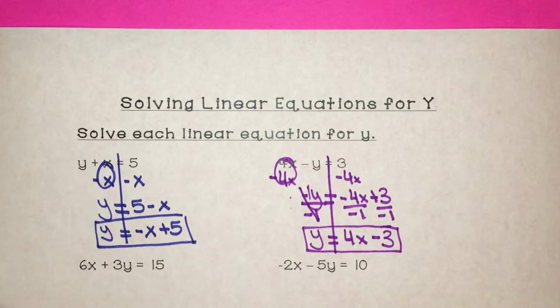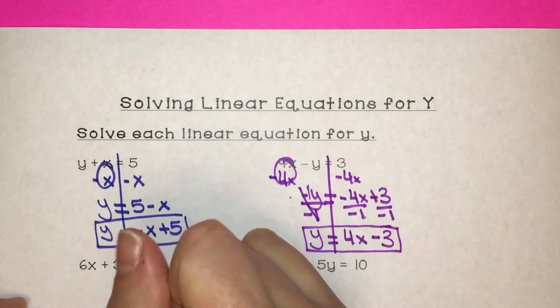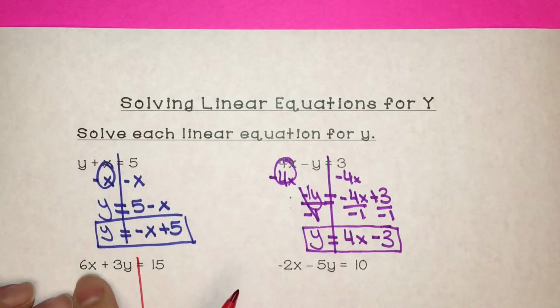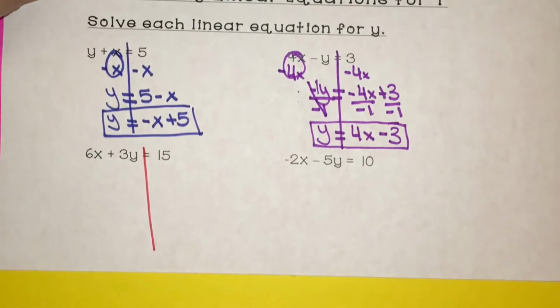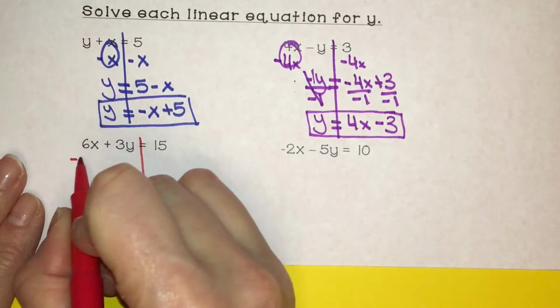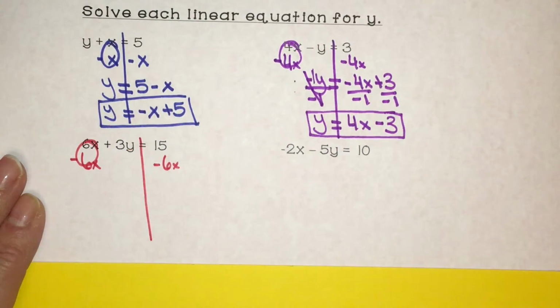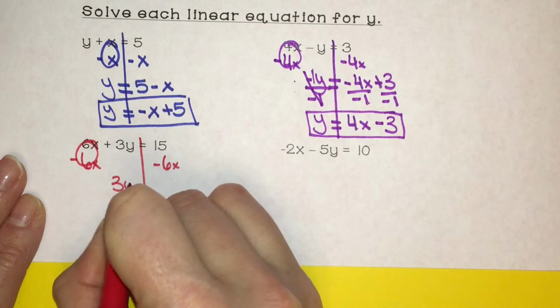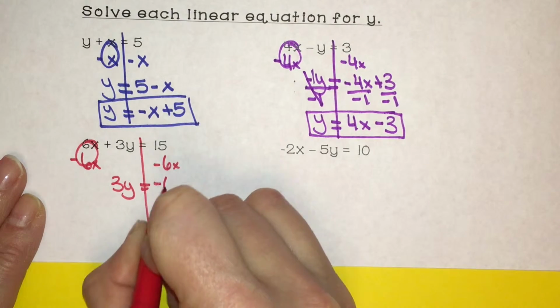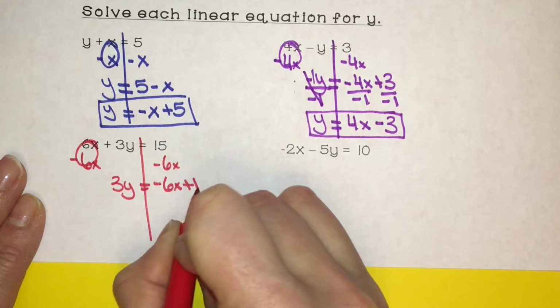All right, so we're going to try a couple more. These ones are a little more complex. We're going to start by moving that positive 6x to the other side. So opposite is minus 6x. 6x minus 6x is 0. So we have 3y equals negative 6x plus 15.